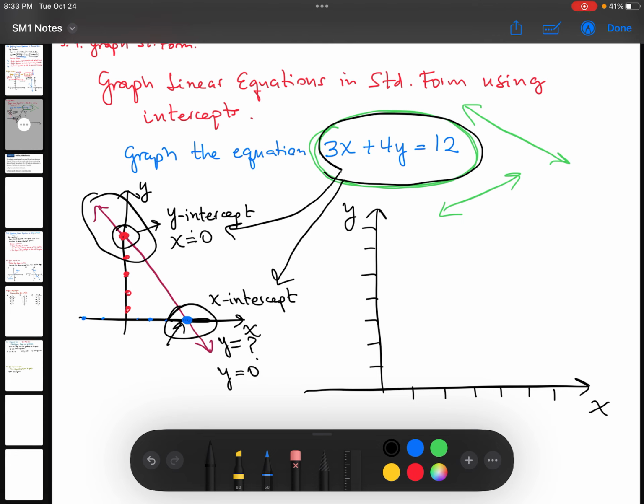And based on that, that is why it's so easy to graph this kind of equations in standard form. Look at the equation. I'm going to find the x-intercept and the y-intercept. How? Well, now I know. I'm going to write it down here because I want you to pay special attention to this process.